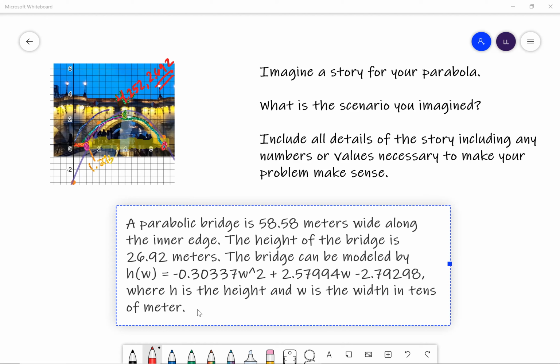And voila, here I have a story now. I have my equation in there. And now I'm ready to go ahead and go on to the next part.